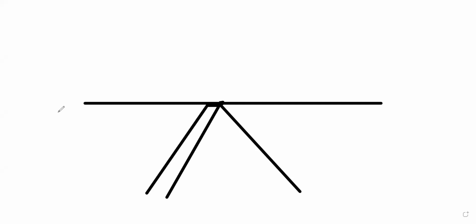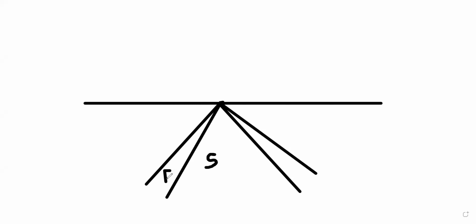Oh wait, these lines should go right from the vanishing point outside. Right from the vanishing point to outside. Okay, this is my street, this is my footpath, and these are going to be my buildings.